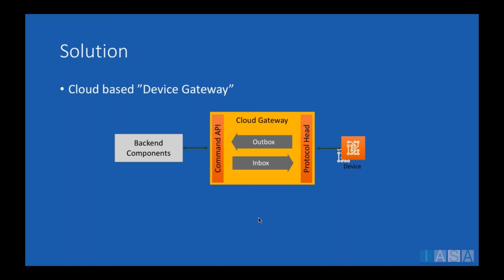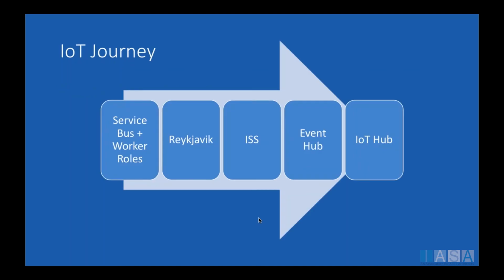Inside our cloud gateway, we have the concept of an inbox and an outbox, which is essentially an abstraction of queuing. And we have some kind of protocol head in our cloud gateway that allows the cloud system to translate between the language or the protocol that the devices speak and the protocol that's necessary to speak with the back-end components. So very often on the back end we'll see HTTP and REST for that command API. The protocol head can also be HTTP, can be MQTT or AMQP or any custom protocol that you feel like implementing yourself in the cloud.